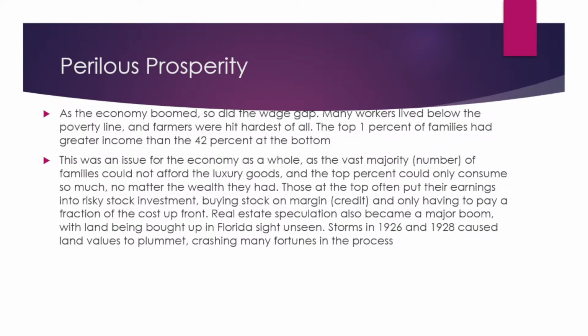Real estate speculation became a thing. People were buying up land in Florida without even going to look at the land. And then storms in 1926 and 1928 caused a whole lot of damage and caused land values to plummet, so a bunch of people lost a bunch of money. Can you imagine big storms happening in Florida? It just doesn't seem like something that would happen.